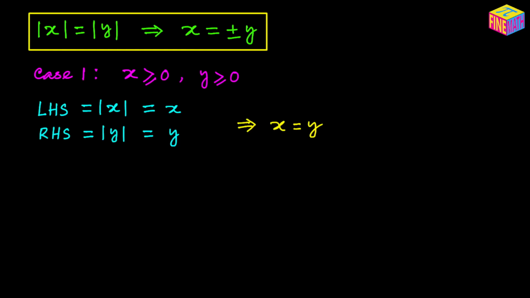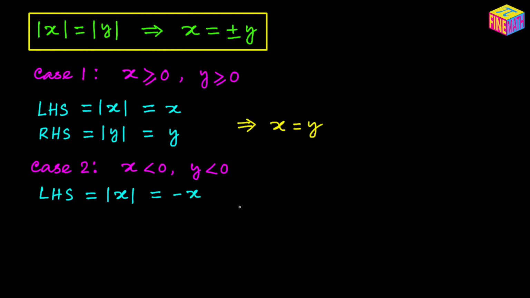Now let's go for the second case. So for the second case, let's take both of them as negative. So let's say x is negative and y is also negative. So then what would be the left hand side? Well, left hand side has modulus of x, and that would give us negative x because x is a negative number here. Similarly, what do we have on the right hand side? Right hand side has modulus of y, and y is also a negative number in this case, so this will give us a negative y.